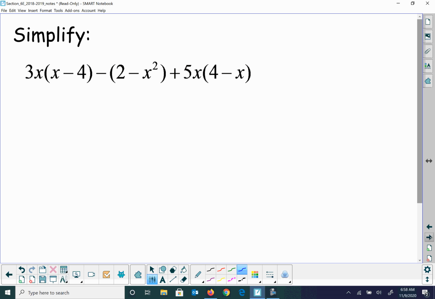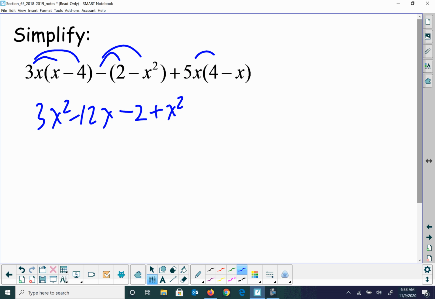All right, this one's kind of a simplify. We have a couple sets of parentheses, so make sure we take care of the operation prior to the parentheses on each. So I get 3x squared minus 12x. Distribute the negative here and here: negative 2 plus x squared. And then distribute the positive 5x.